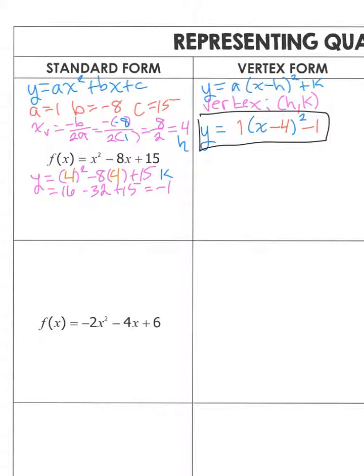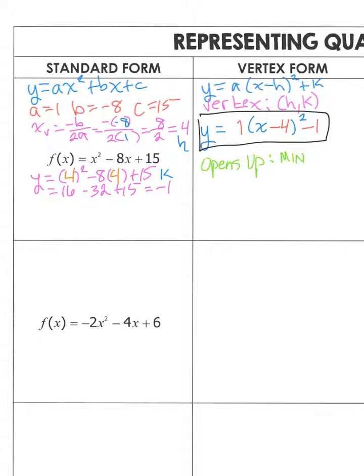I know that my parabola, let me see if I can get a better color. All right, so I don't know if I like that color. We'll use this one, like a lime green. So I know that my parabola opens up. The reason why it opens up is because A is positive. Since it opens up, it has a minimum value. The vertex is at the bottom of the parabola.